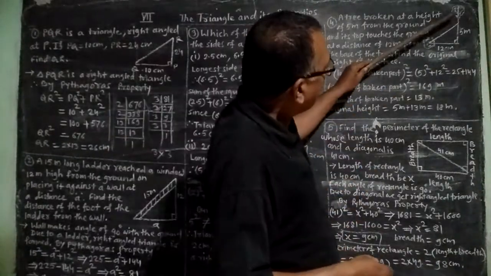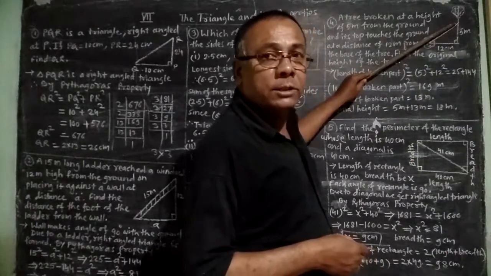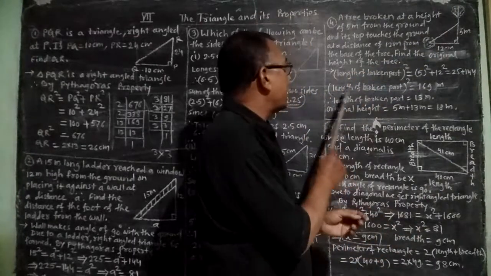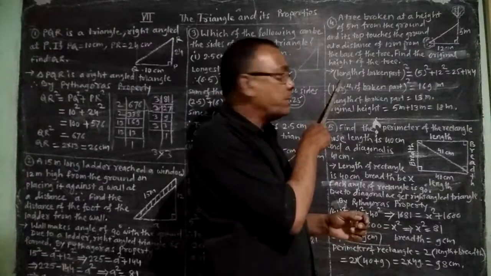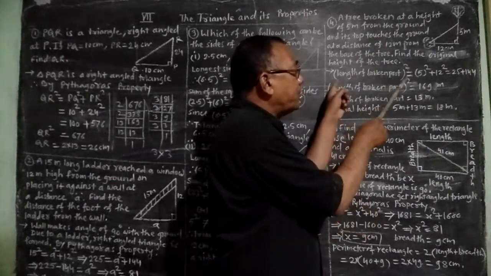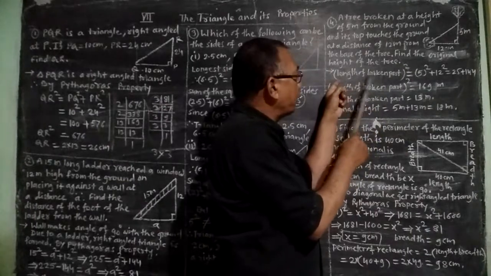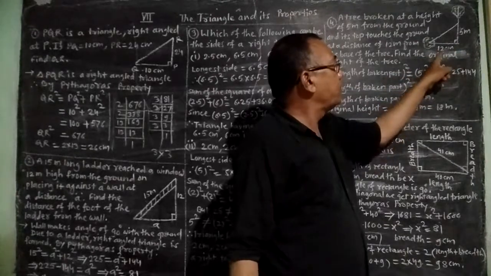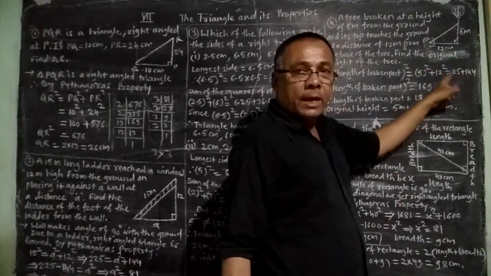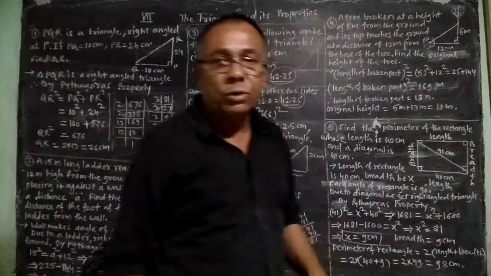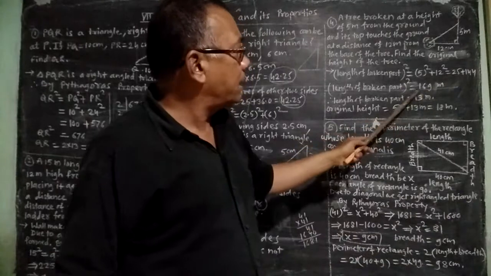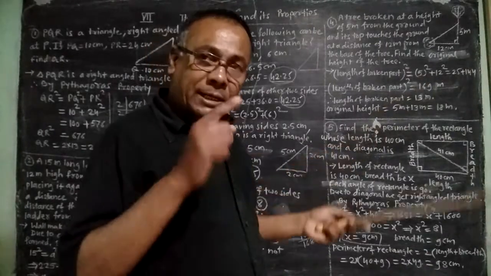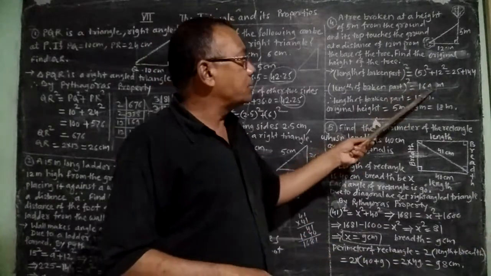Here we know that the broken part means the hypotenuse of the tree. This is the hypotenuse of the triangle, and therefore, applying the Pythagoras property, we will get length of broken part square is equal to remaining two sides, 5 square plus 12 square. So 5 square is 25 and 12 square is 144, and the sum will be 169 meter. So length of broken part square is equal to 169 meter.